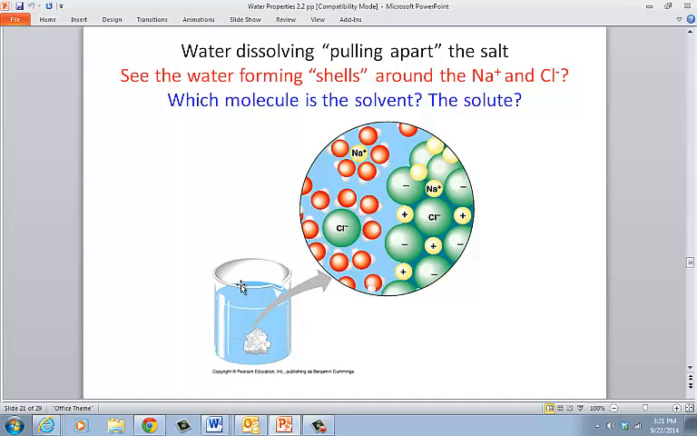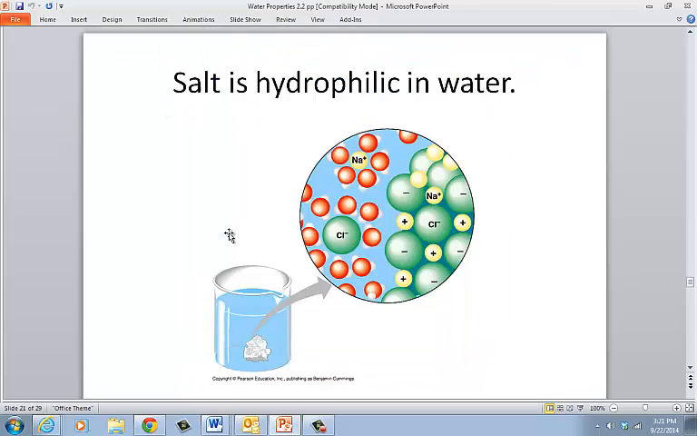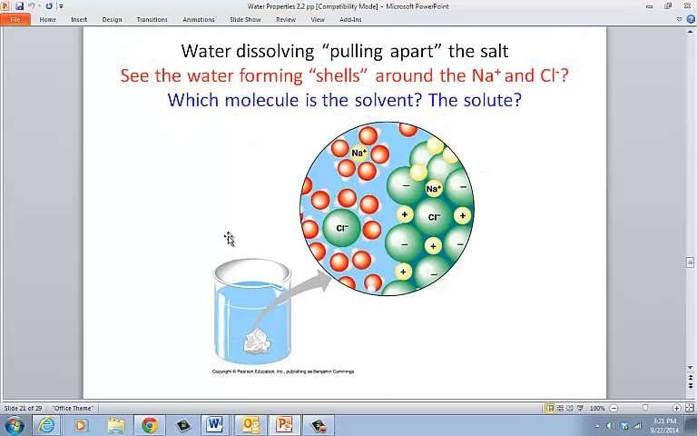And then water itself dissolves by pulling apart the salt. So the water is pulling apart the salt molecules. And it says, see the water forming shells around the sodium and the chlorine. See how the water is forming these shells around that. Again, those hydrogen bonds are what makes this possible.